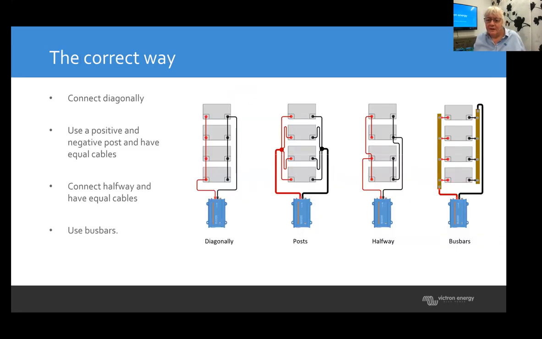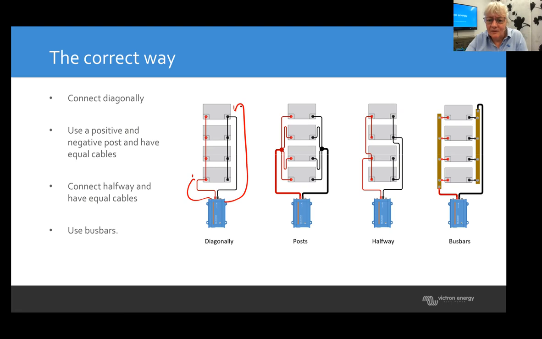How to do it correctly? So you want to go diagonally. And this is all in my wiring book. You might or might not have seen my wiring book. I wrote a whole book on wiring, DC wiring and AC wiring, and this is in the DC wiring part. So you go diagonally. One goes here and the other one goes all the way to the other side.